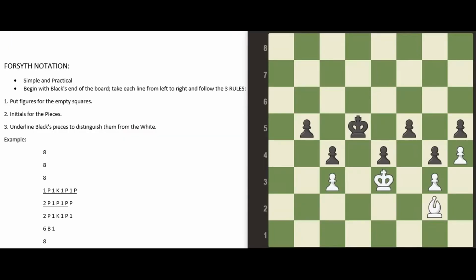Welcome everyone. In this video we will be discussing the Forsyth notation. Forsyth notation is a very simple and practical way of recording the moves.